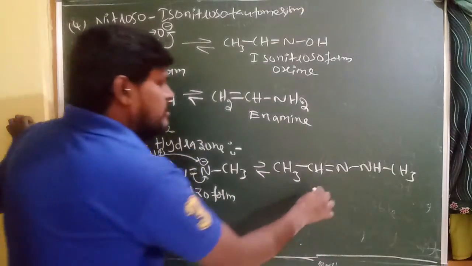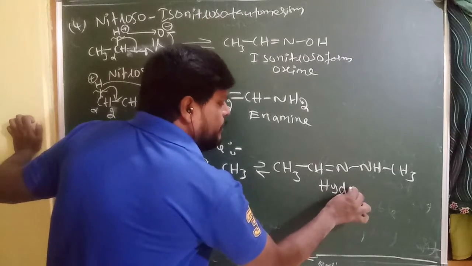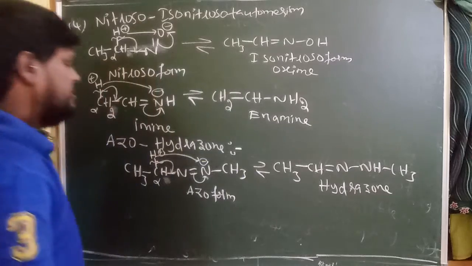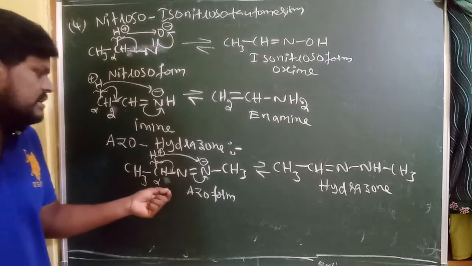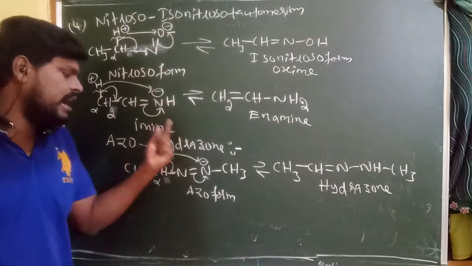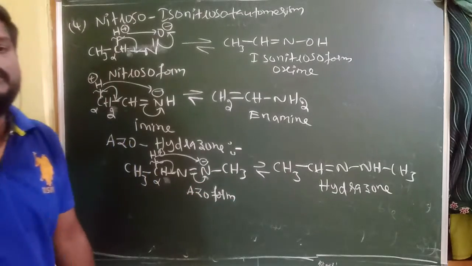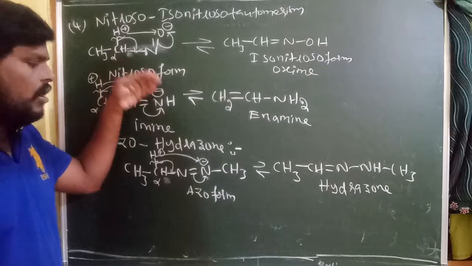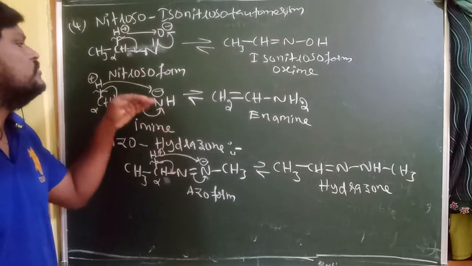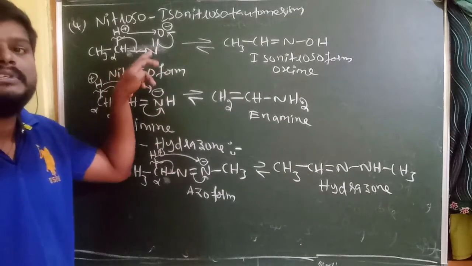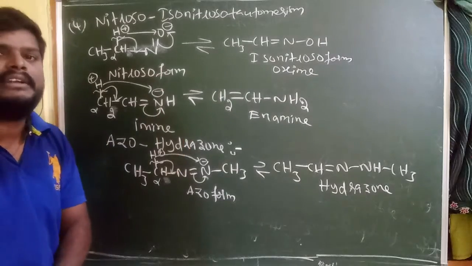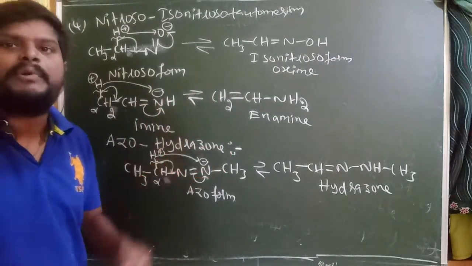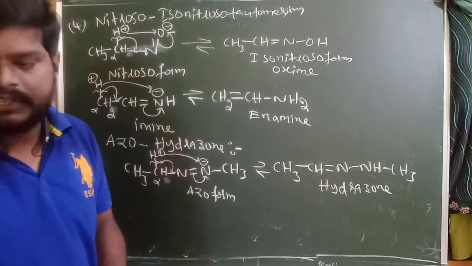So this is called hydrazone. That's why it is also called azo-hydrazone tautomerism. Azo-hydrazone tautomerism is possible. So these are all examples of tautomerism based on the nitrogen atom, right? I hope you all understand. These examples are very, very important. Let us go to the next type of tautomerism.